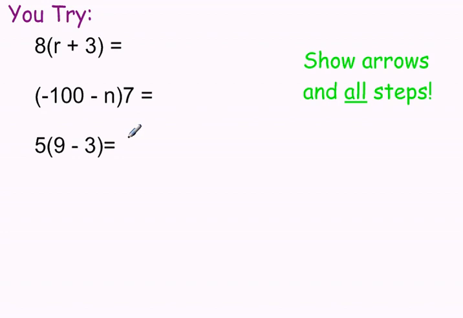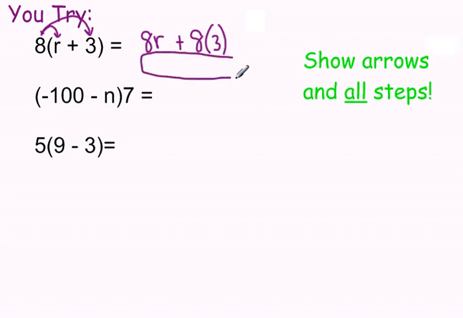Here are 3 questions that I would like you to write down into your notes and then solve. And I want you to show the arrows. So that's going to look like this. So show the arrows. These are the numbers that I'm multiplying together. And show all the steps. So that means I don't want you to just go ahead and write the answer. I want you to show that this means 8 times r plus 8 times 3. And then underneath that, you can give me the final simplified answer.